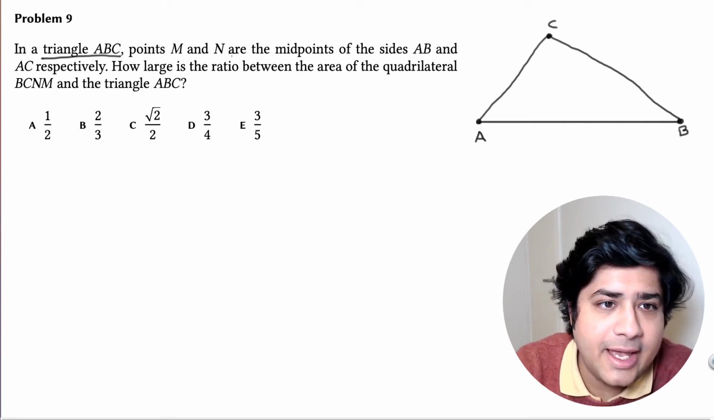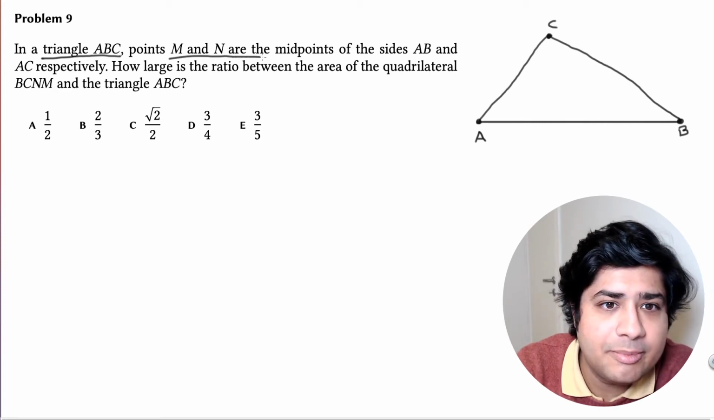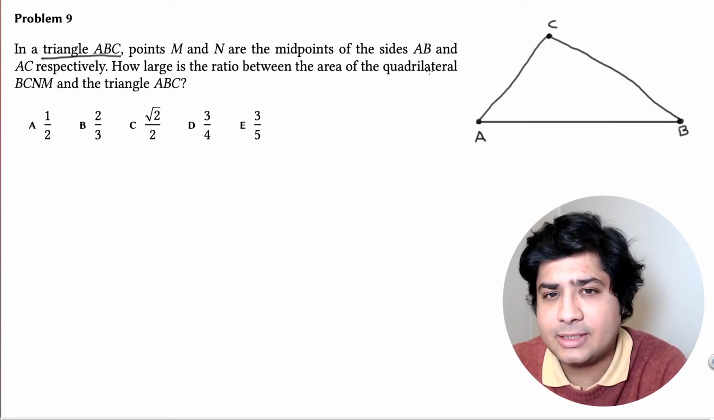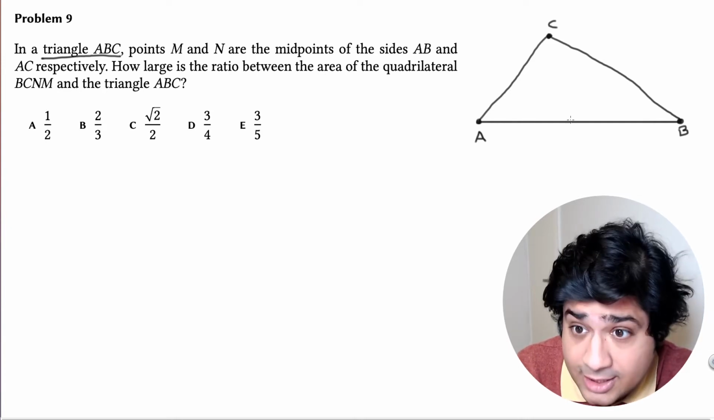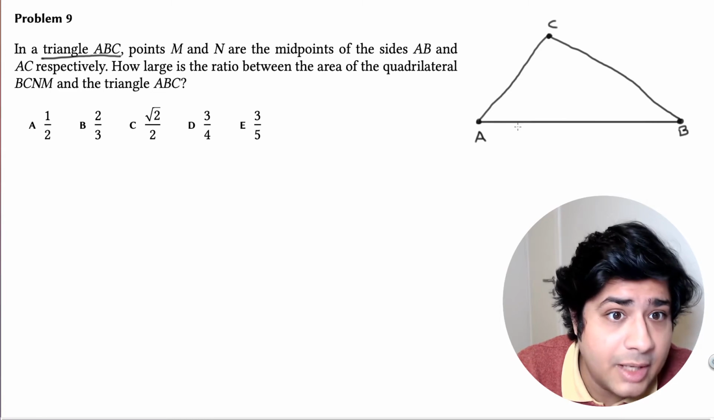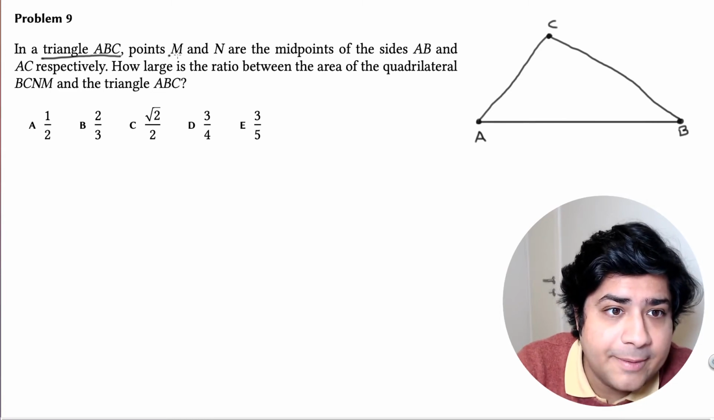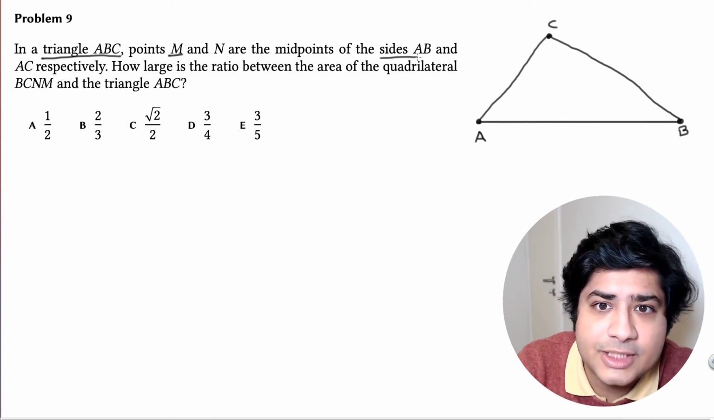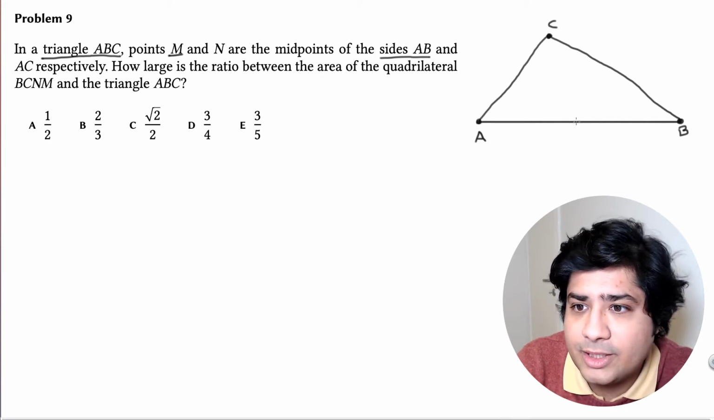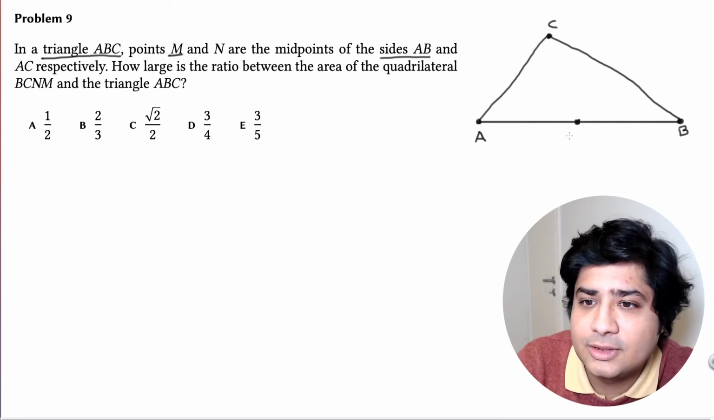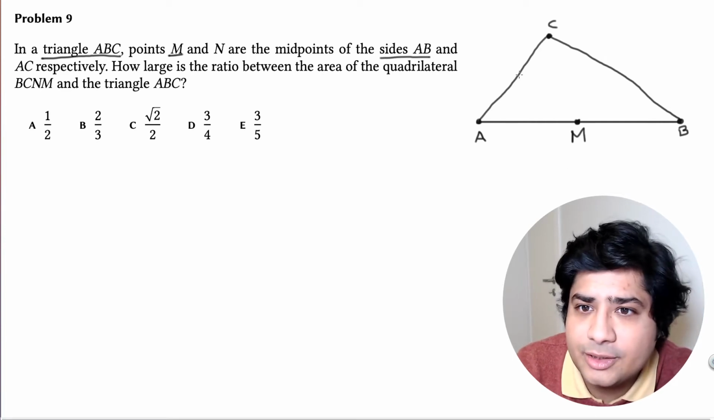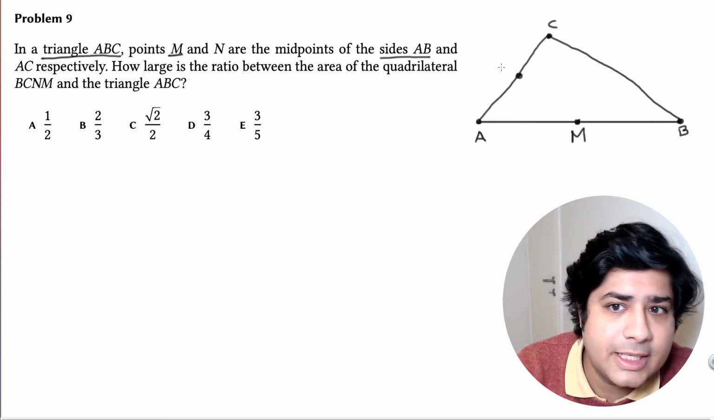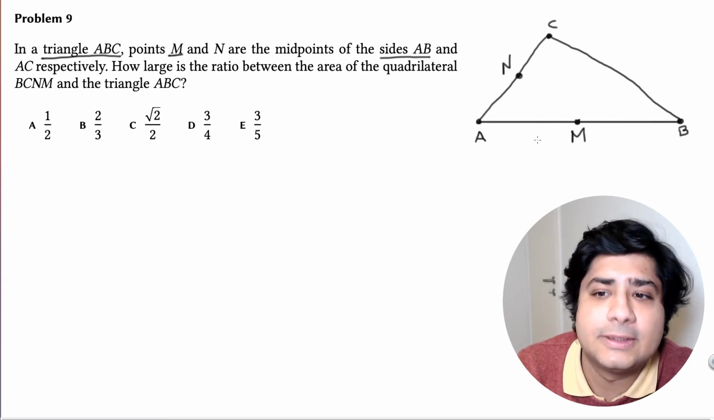Now it says M and N are midpoints of the sides AB and AC. Okay, what that has to mean is that you take the length, you cut it in half exactly, and that's where these points are going to be. So for M, that's the midpoint for side AB. Let me make it right around here, perhaps. M. And then we have A and C up here. That's right around here, I would say, and that's N. Okay.